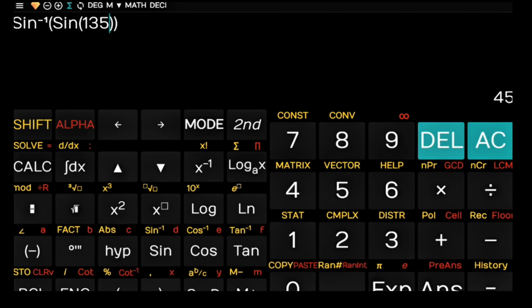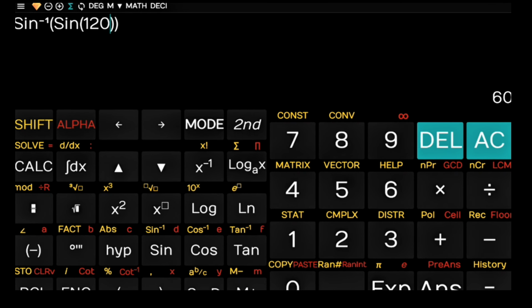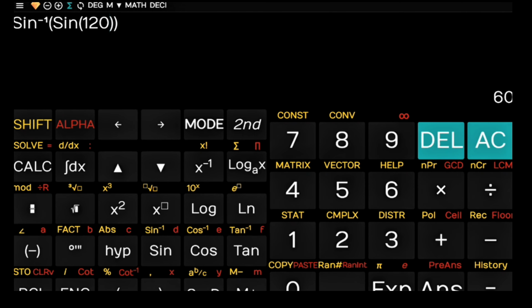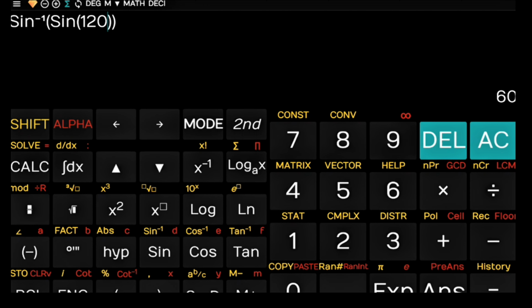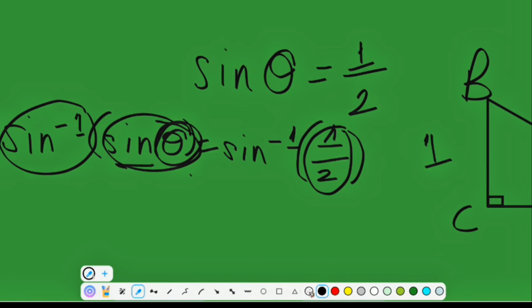Let's place in another special angle, 120. We have to get 60. Exactly. So your calculator reduces it automatically. We'll get to the reduction formula and everything like that. Right now, let's just focus on knowing what numbers to fill in for theta. Theta right here can represent any angle. And in the end, we're still going to get theta.